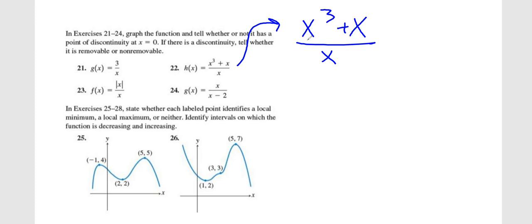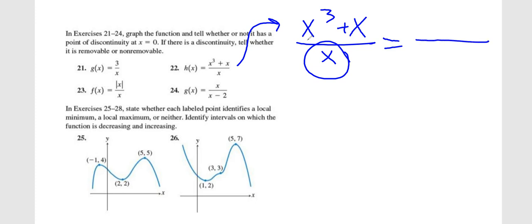Okay, so what happens with that thing, x? What's the only number in the universe that you could plug in for x which would cause the denominator to end up being 0? 0 itself. So we do have a point of discontinuity at x equals 0. The question is, what kind is it?